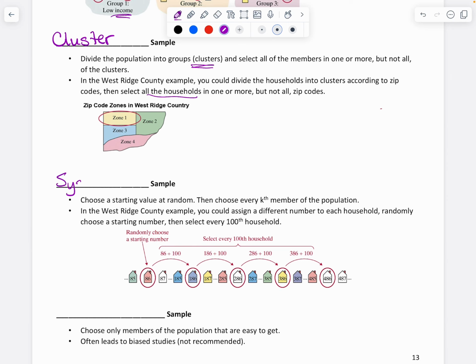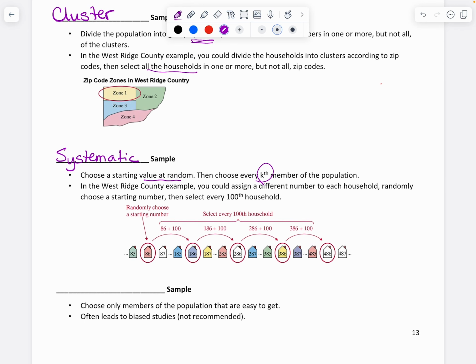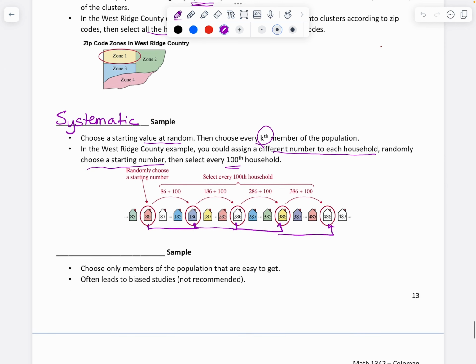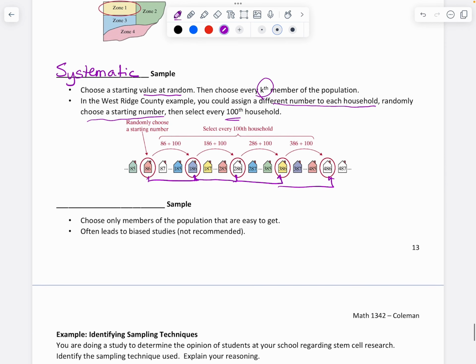The next one is called a systematic sample. A systematic sample says you start by choosing a value at random, and then choose every kth member of that population. In the West Ridge County example, you could assign a different number to each household. So every household gets a number. You randomly pick the starting point, and then you pick every 100th household. So your random number you picked was 86. Add 100 to it. The next person is going to be 186. The next person is 286, 386, and so on. So you're picking every 100th household.